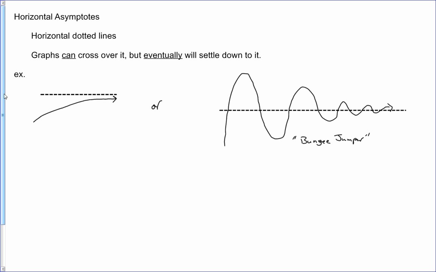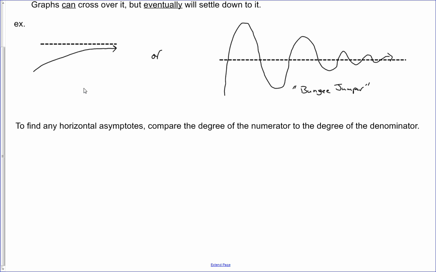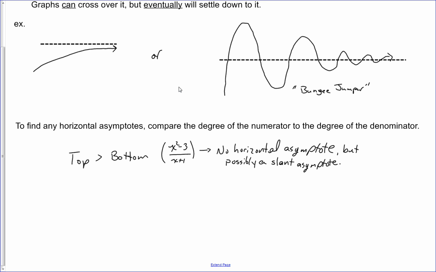All right. Now, how do we find horizontal asymptotes? To find any horizontal asymptotes, compare the degree of the numerator to the degree of the denominator. What do I mean by that? Right here, we have our function, x squared minus 3 over x plus 1. You look at the degrees. The top is a second degree polynomial. The bottom is a first degree polynomial. So since the degree of the top is greater than the degree of the bottom, this function is going to have no horizontal asymptotes at all. No horizontal asymptotes because the degree of the top is larger than the degree of the bottom.